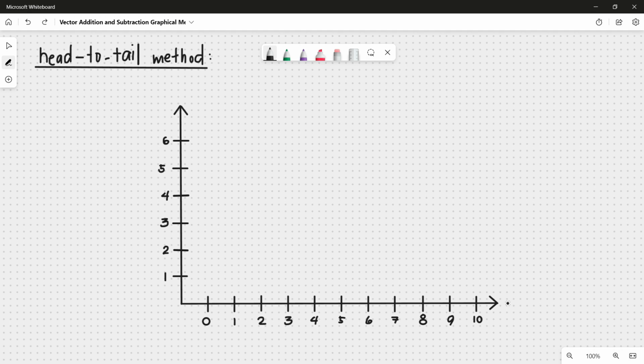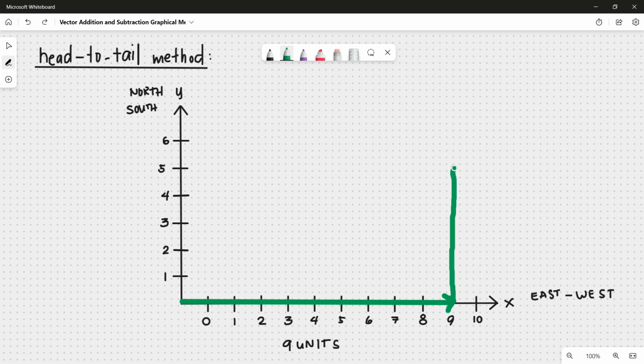Let the x-axis represent the east-west direction. Using a ruler and protractor, draw an arrow to represent the first vector, 9 blocks to the east, as shown in the figure. Let the y-axis represent the north-south direction. Draw an arrow to represent the second vector, 5 blocks to the north. Place the tail of the second vector at the head of the first vector as shown.